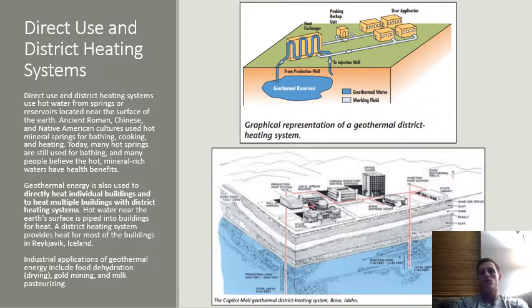If you reference the image on the top there, it's just a rough graphical representation of what a geothermal district heating system would be like. You can see the water pulled from the reservoir up to a heat exchanger, and it's pumped, heating the working fluid and pushing it to all the facilities to heat them. Below, you can see the Capitol Mall geothermal district heating system of Boise, Idaho, a practical application of this technology.